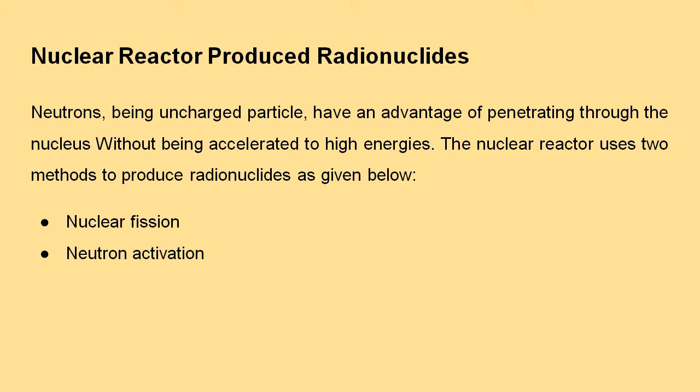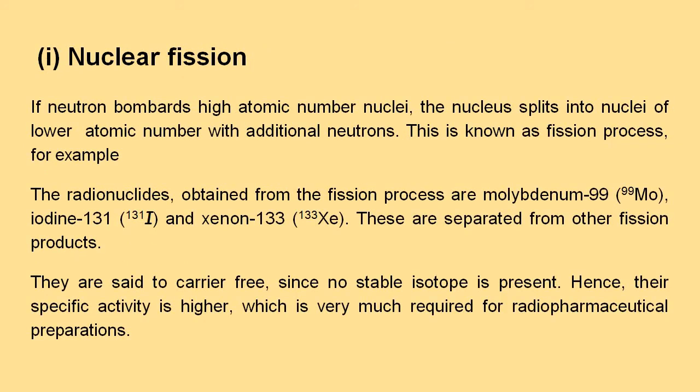And the next method is nuclear reactor produced radionuclides. Neutrons, being uncharged particles, have an advantage of penetrating through the nucleus without being accelerated to high energies. The nuclear reactor uses 2 methods to produce radionuclides, and they are nuclear fission or neutron activation. We will discuss them one by one. First, nuclear fission. If a neutron bombards high atomic number nuclei, the nucleus splits into nuclei of lower atomic number with additional neutrons. This is known as the fission process.